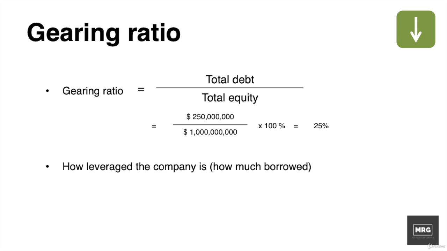But nonetheless, you would see certain industries or certain companies that will always have a high gearing ratio because that's the nature of their business. They always need to borrow money to build properties, for instance, like property developers. So they will always have high gearing ratios.